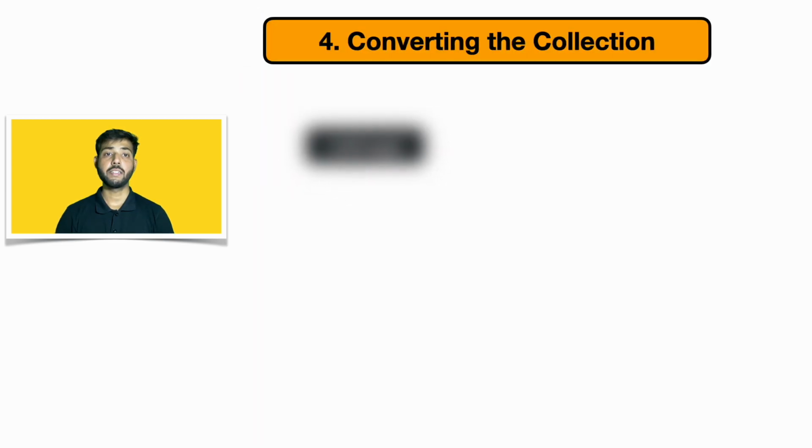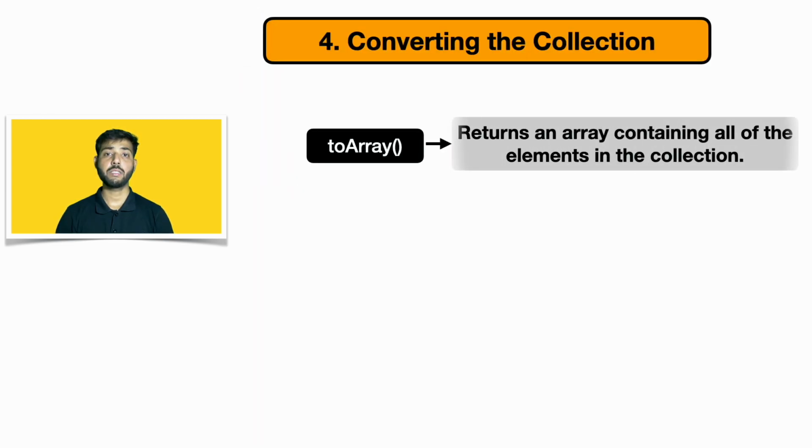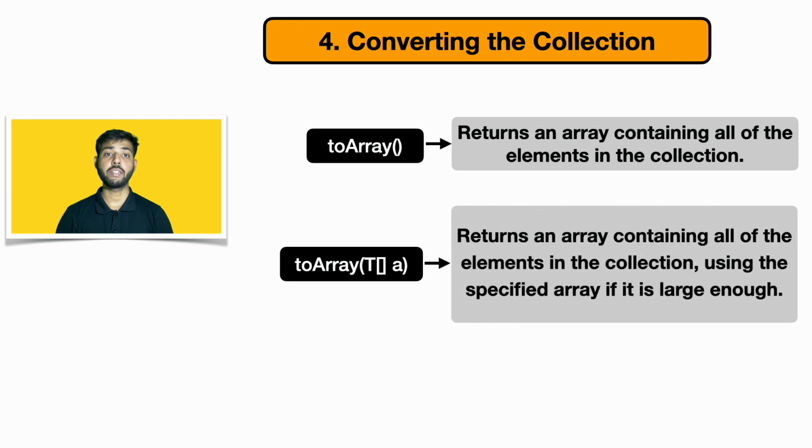Converting the collection. The collection interface also provides methods for converting the collection to other types. toArray() returns an array containing all of the elements in the collection. toArray(T[] a) returns an array containing all of the elements in the collection using the specified array if it is large enough.